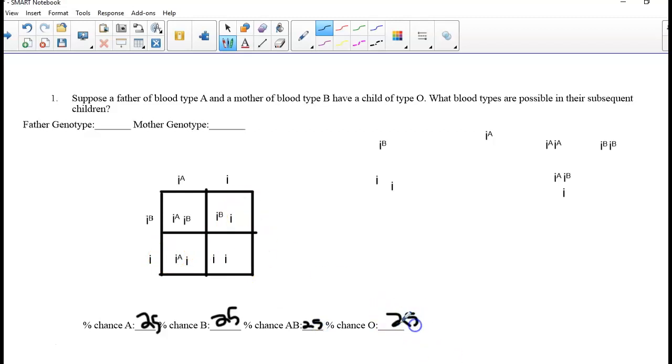So what makes this problem challenging is the fact that I gave you the A and the B, and I didn't tell you if it was IAIA or IAi or IBIB or IBi, but I did tell you that the blood type of their child was O. If I did not tell you this, if that was not part of the problem, you would not be able to solve this problem. You wouldn't know if it was IAIA or IAi or IBIB or IBi. Okay, so hopefully that makes sense.